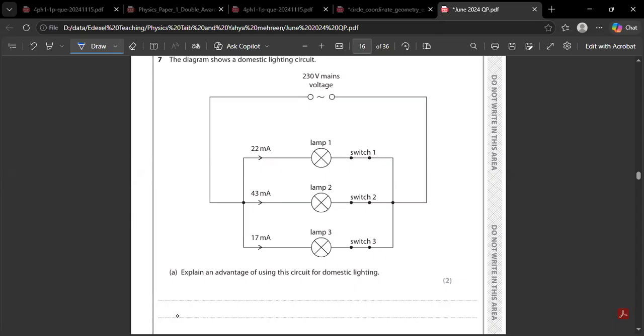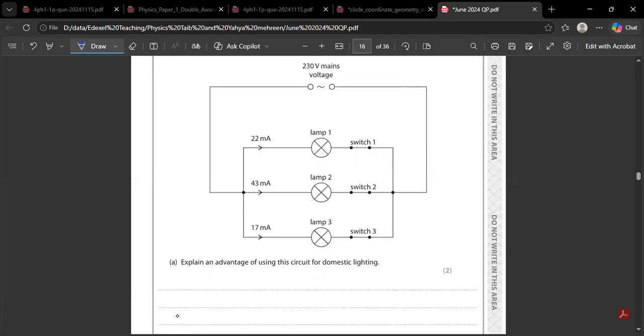In a parallel circuit, what divides? Current. Current divides. Marine, what do you think? In a parallel circuit, what divides? The current. Current divides. And in series, the current remains same, right? So explain an advantage of using this circuit for domestic lighting.